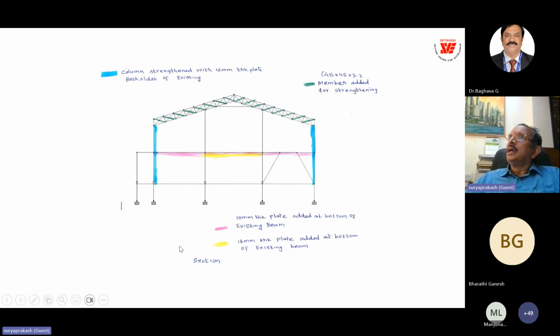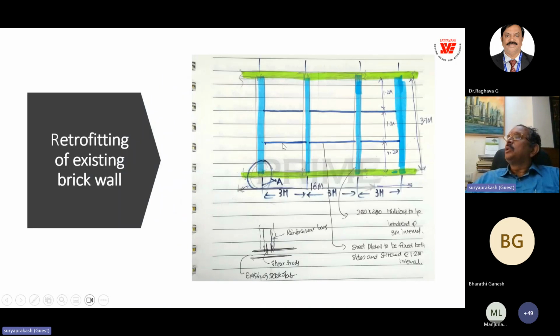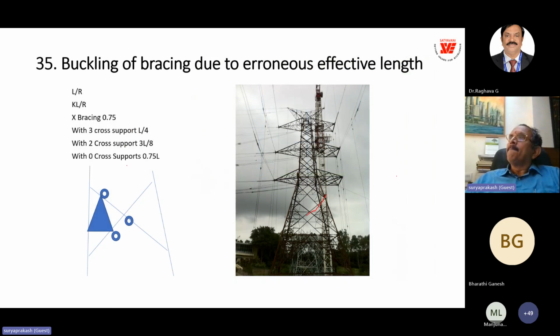So this is the actual plan bracings also introduced in the floor plan. So overall deflection was to be controlled, and then masonry we had to detail by introducing the bands and mullions in the masonry as per the stability check that we have done for the masonry.